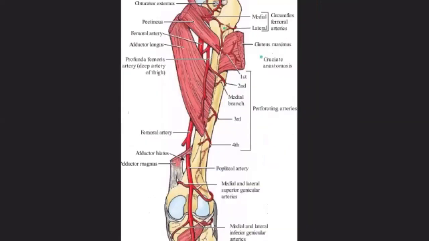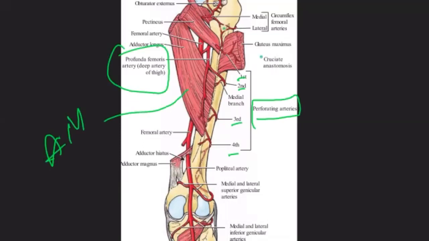You see, this is how it's doing all of this. This is the profunda femoris artery. These are the perforating arteries: first, second, third, and fourth. This one is adductor magnus.